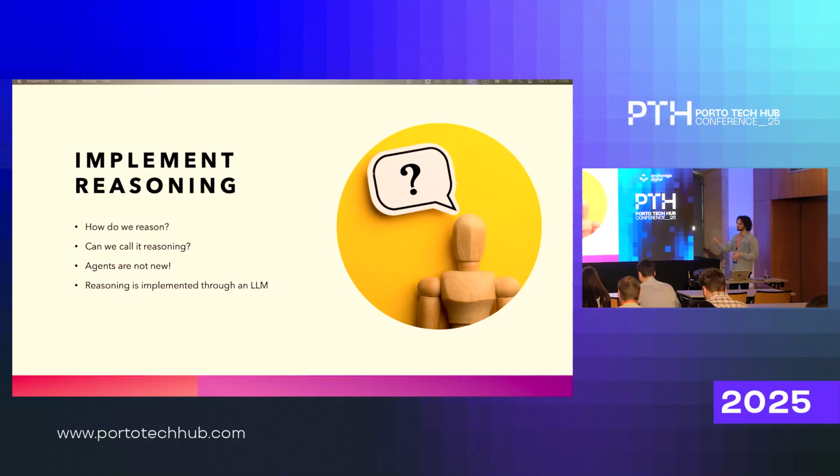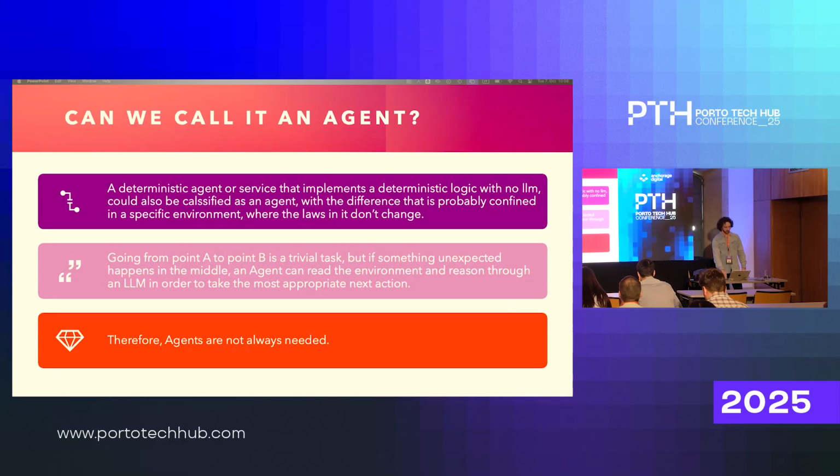So we take an agent, we put it into a dynamic environment, and the agent can take actions based on the inputs that it receives from the environment. And we do this thanks to the LLM. So the LLM is the thinking process under the hood. When can we call it an agent?